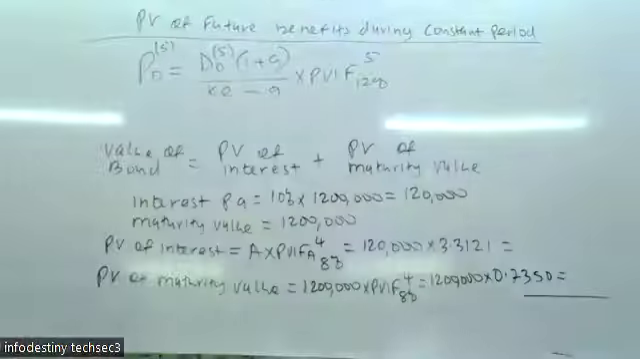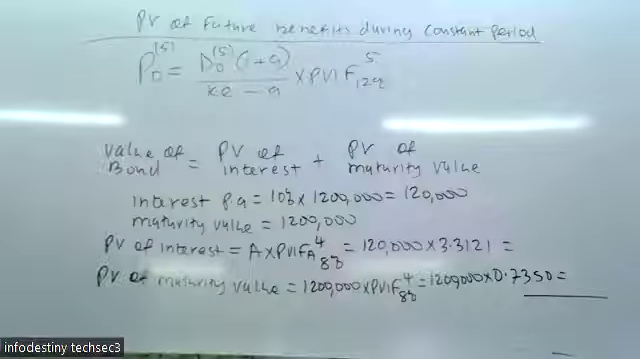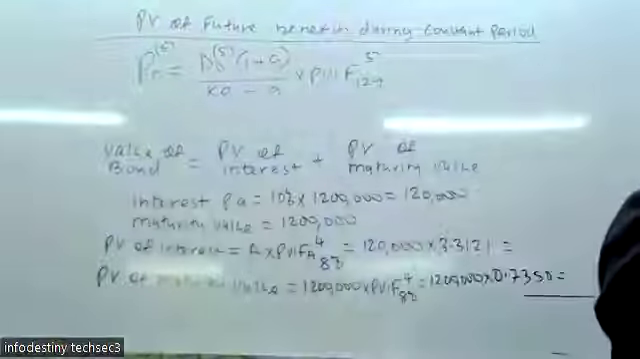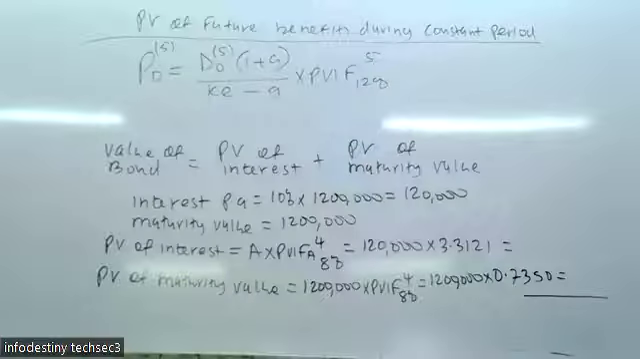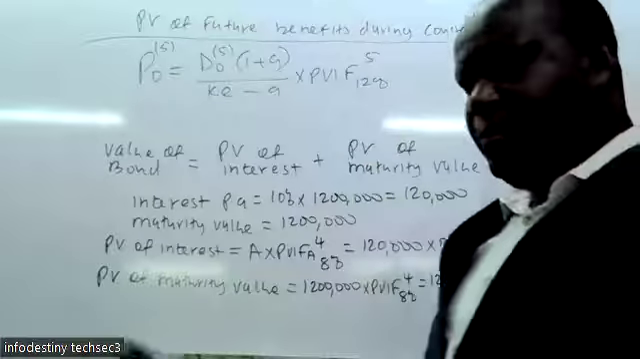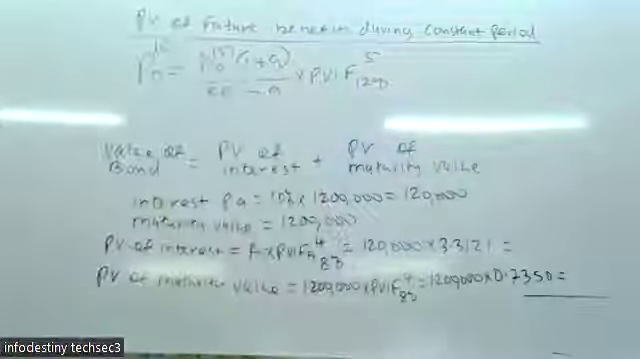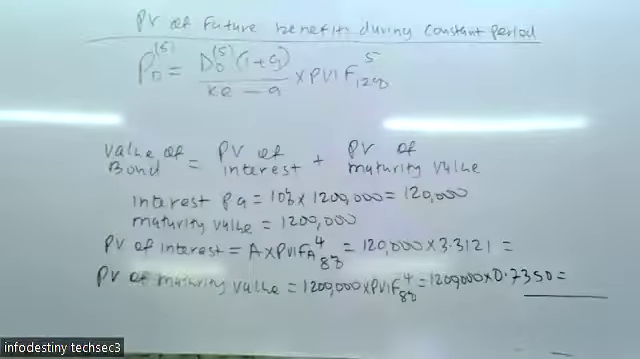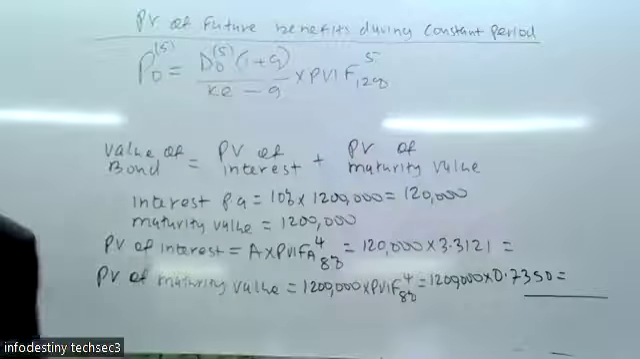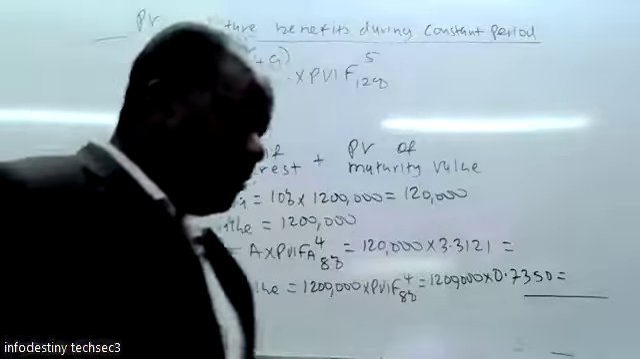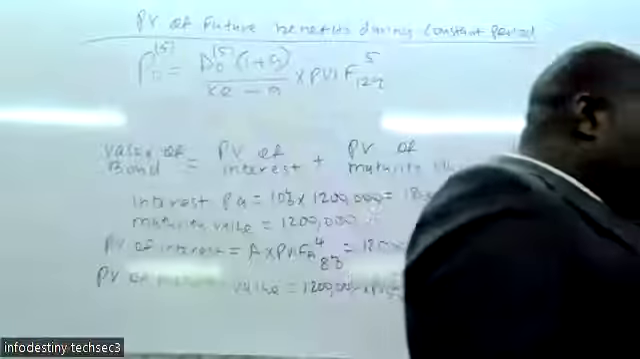September 2021, question number 1, part C. Pelt Limited issued a 16% corporate bond with a par value of shillings 1,000.